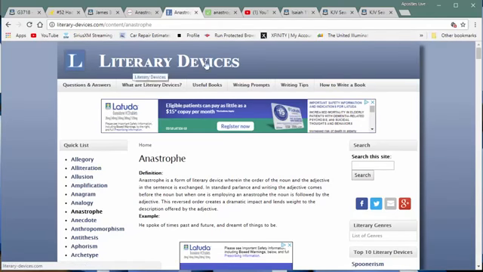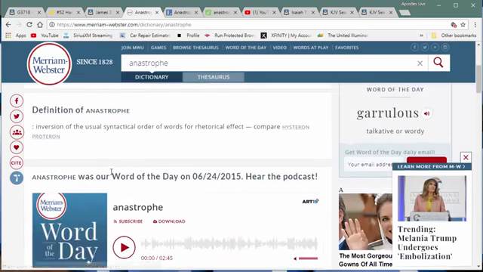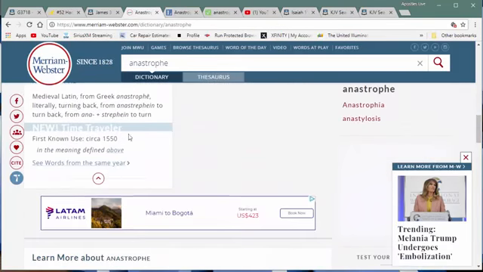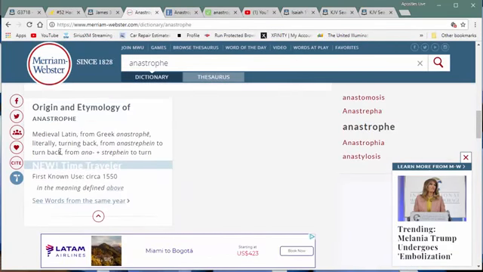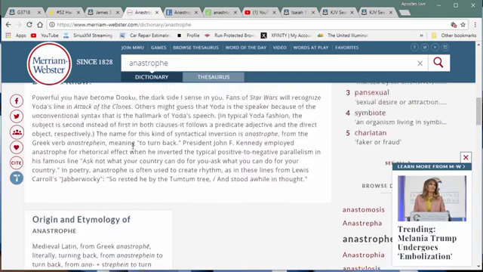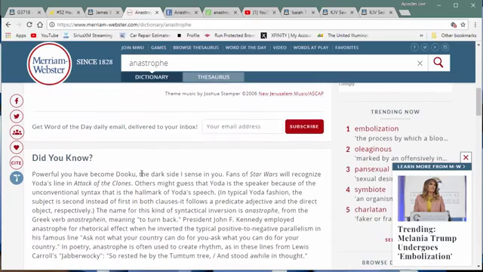From Literary Devices, anastrophe. Anastrophe is a form of literary device wherein the order of the noun and the adjective in the sentence is exchanged. Hence the meaning of the word, which literally means to turn back or turning back. Okay, right here. Medieval Latin from the Greek, anastrophe, literally turning back. Right? Turning back.